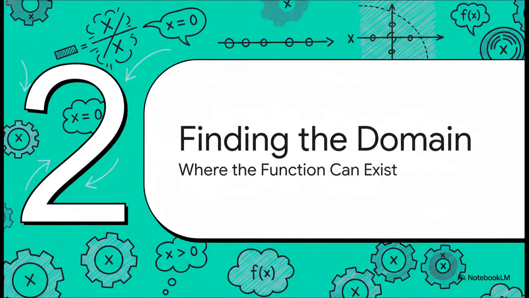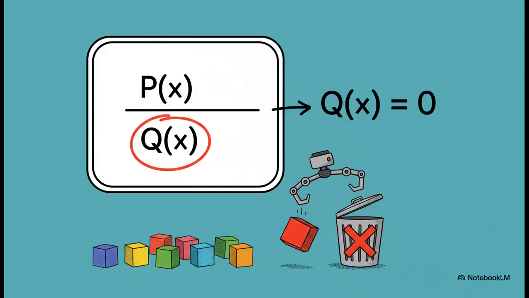And you know what? That big rule about the denominator not being 0? It leads us directly into our next topic. Finding the domain. The domain is just a fancy word for all the possible x values you're allowed to plug into the function. So finding the domain is actually a process of elimination.